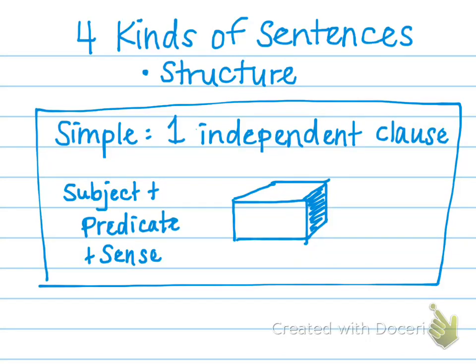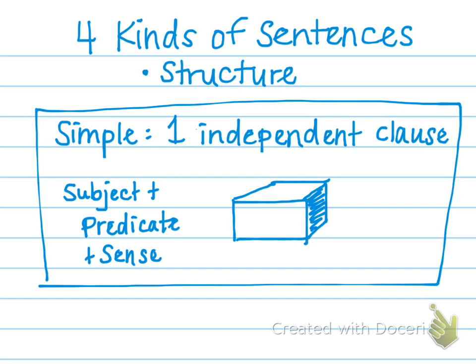Okay, so today we're going to talk about the four kinds of sentences, meaning the four types of structures of sentences that we have in English. So the first one we've already talked about. It's an independent clause, also known as a simple sentence.